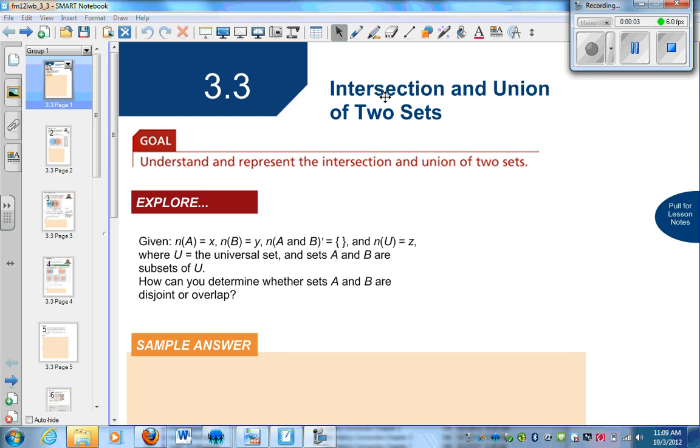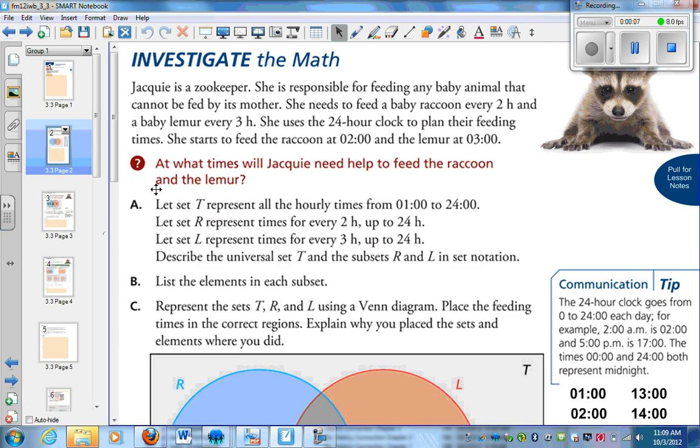Section 3.3, intersection and union of two sets. So we have Jackie. She's a zookeeper, and she's responsible for feeding baby animals that cannot be fed by their mother. She needs to feed a baby raccoon every 2 hours and a baby lemur every 3 hours. She uses the 24-hour clock to plan their feeding time. She starts to feed the raccoon at 2 and the lemur at 3.